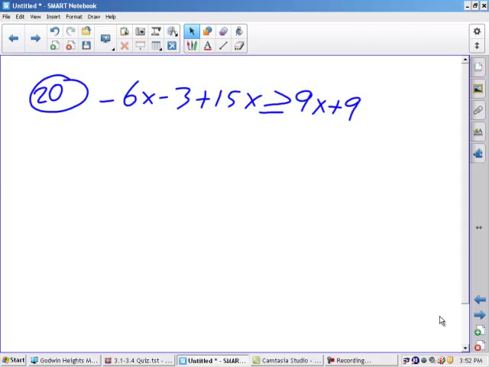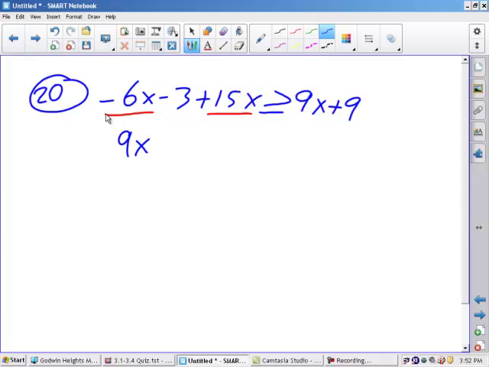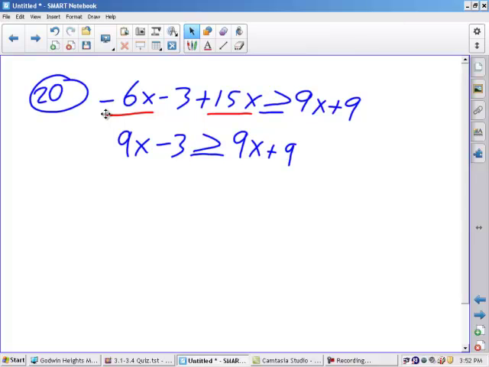Okay, last one. Before I do anything, you want to make sure you look for distributing. Doesn't happen. I look for combining like terms, and I see negative 6x and 15x. I can combine those. 15x and negative 6x together give you 9x. Drop down my negative 3. I drop down my greater than or equal to. I drop down 9x. I drop down 9.